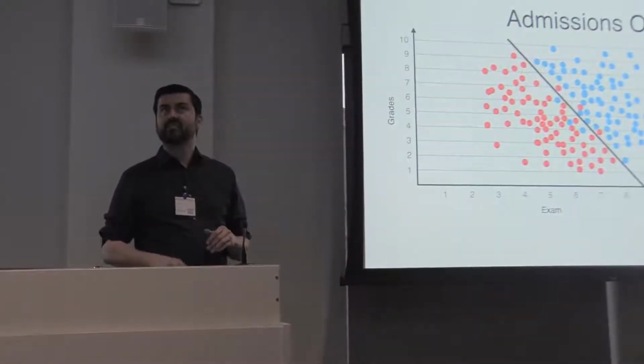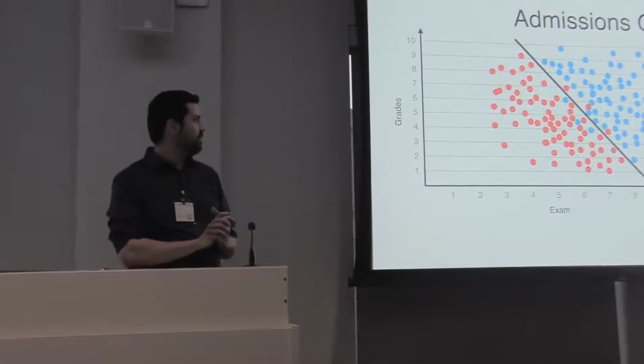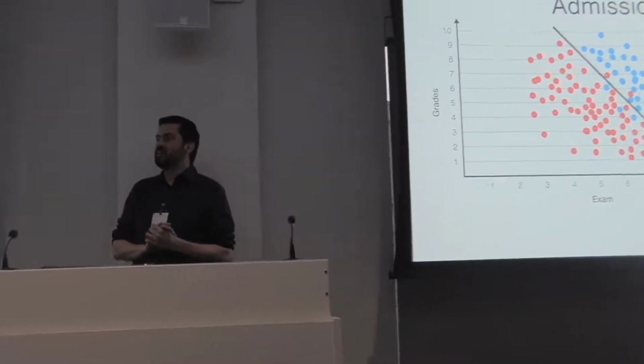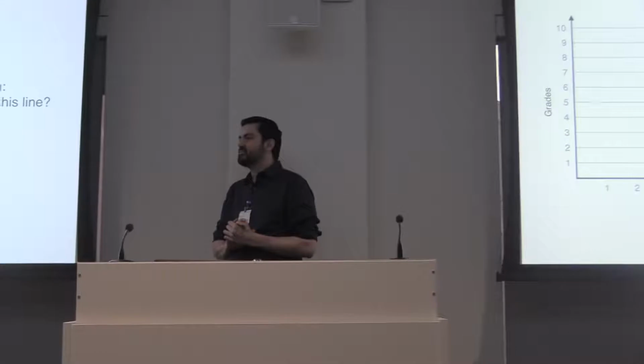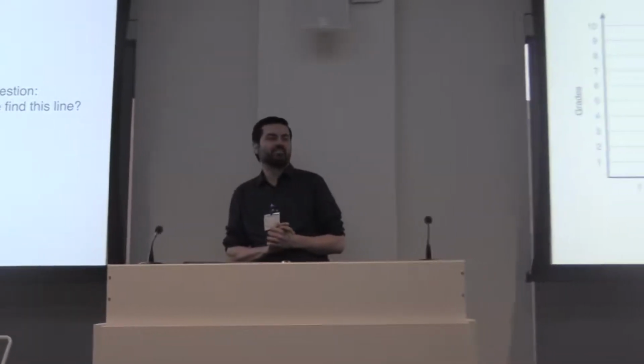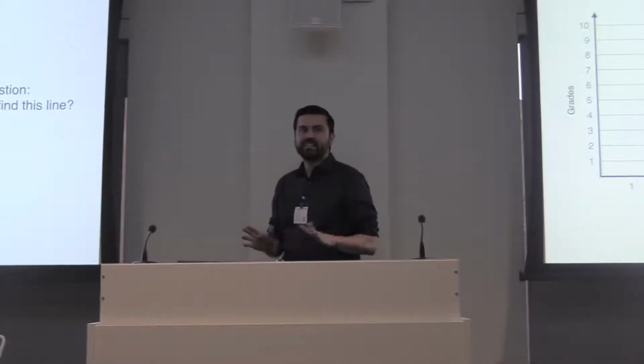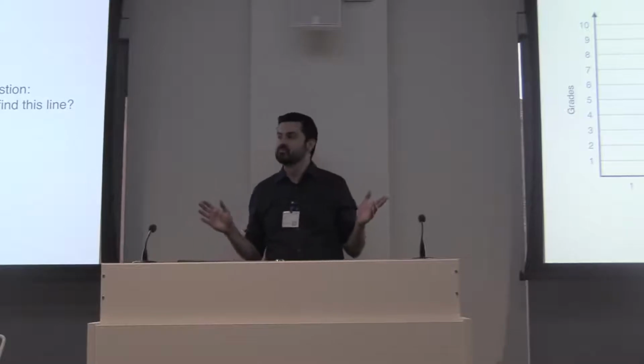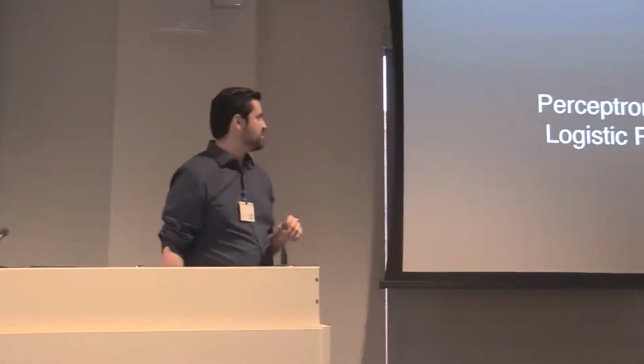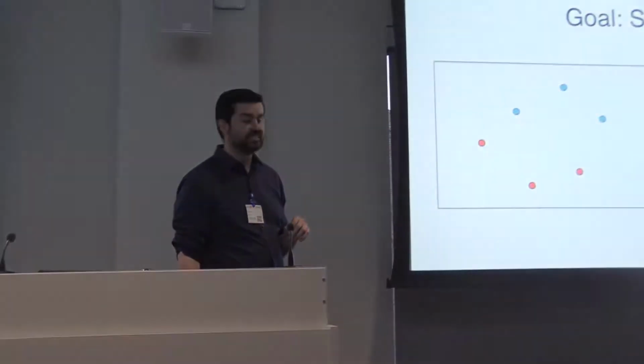But now the question is, how do we find this line? I mean, we can eyeball it, but if it's 1,000 dimensions, we cannot eyeball it. So we have to teach the computer how to find the perfect line. Okay? So let me show you very quickly what the Perceptron algorithm is, also called logistic regression. They are taught differently, but actually it's the same thing with a minor difference.